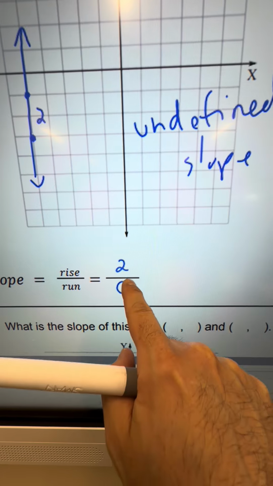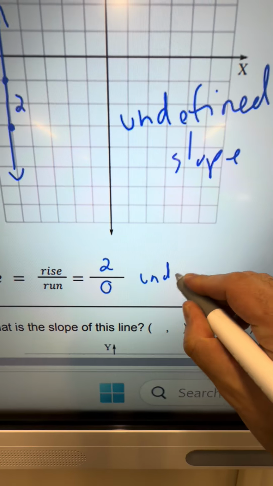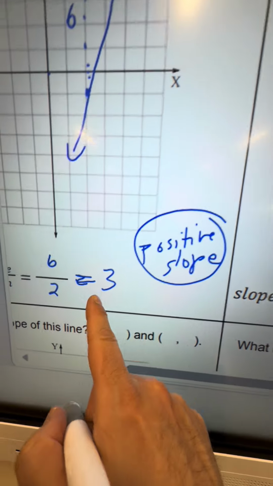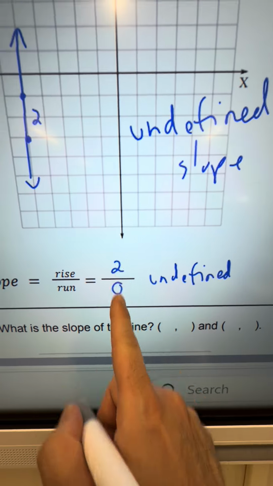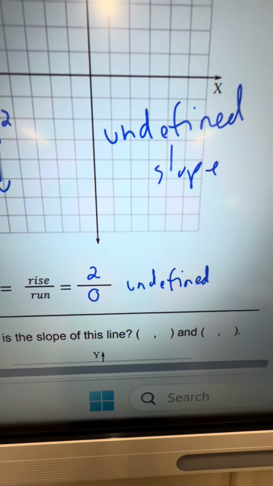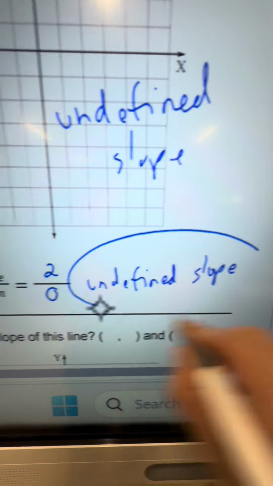In math, if you're dividing a number that's not 0, if you divide by 0, that is undefined. You cannot divide by 0. So remember, positive answer, positive slope. If your slope is an undefined slope, you're going to see the calculation will be undefined as well. When you try to divide by 0, you're going to get an undefined answer. So I'm going to put undefined slope.